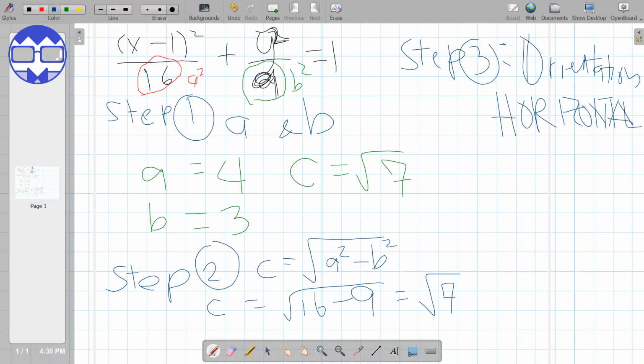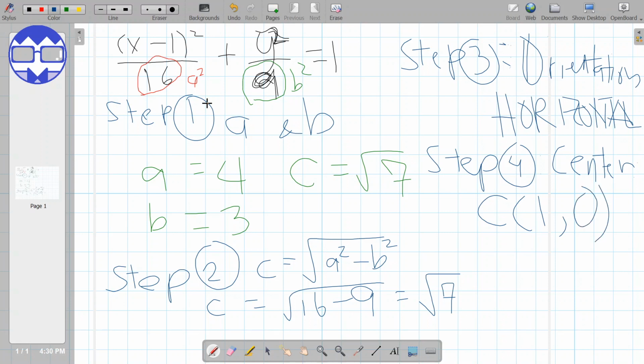Then let's just say it's step 4. It's very easy to find the center. To find the center, we simply use h and k. Our h is 1. Our k is in the y squared; for y squared, k is 0, because it's y minus 0.